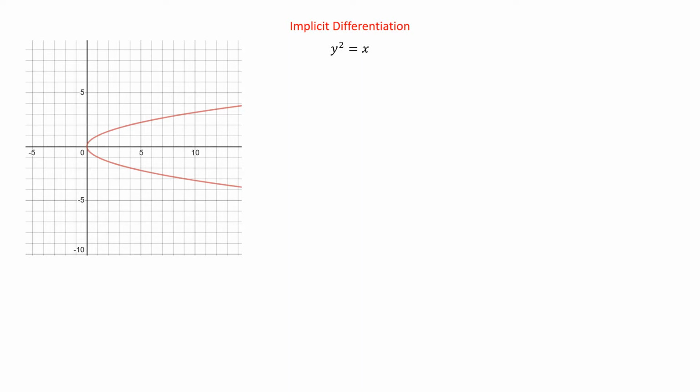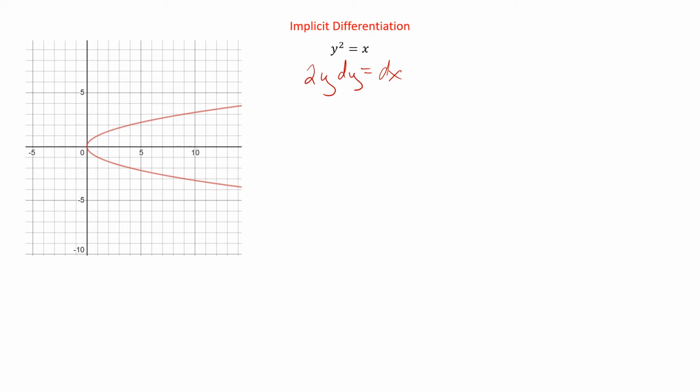So implicitly, we have y squared. What's the derivative of something squared? We have 2 times the something times the derivative of the something equals x. What's the derivative of x? dx. I know it's 1 dx. Again, usually the shorthand, we already have that factored out and divided over.